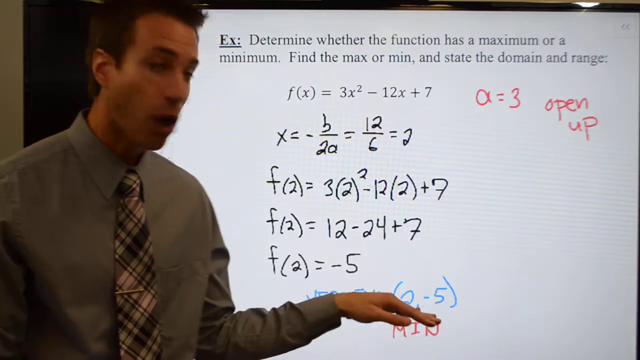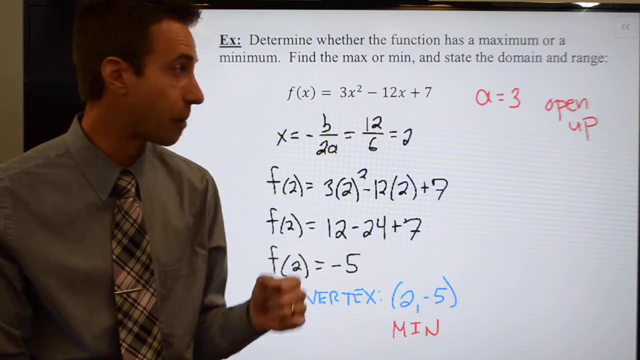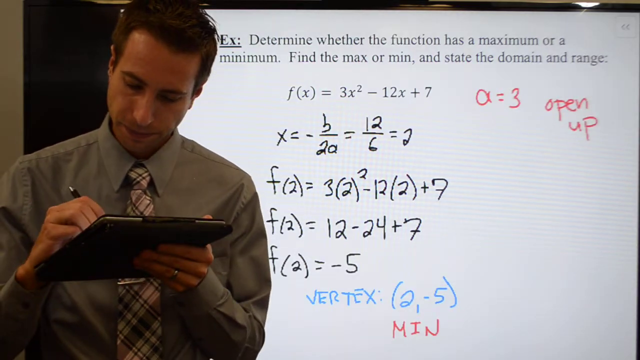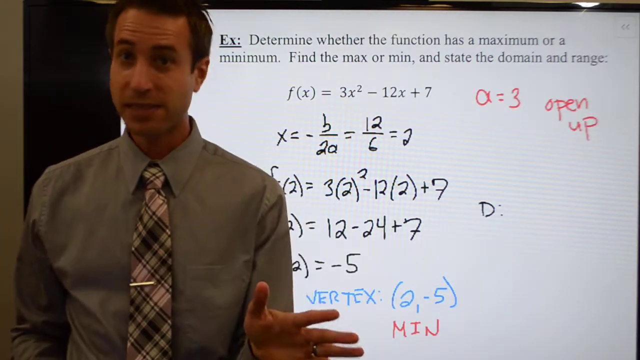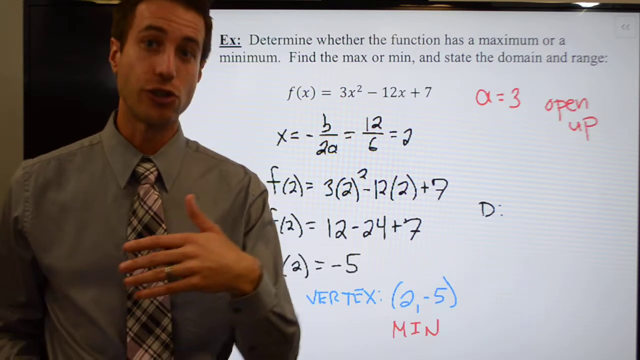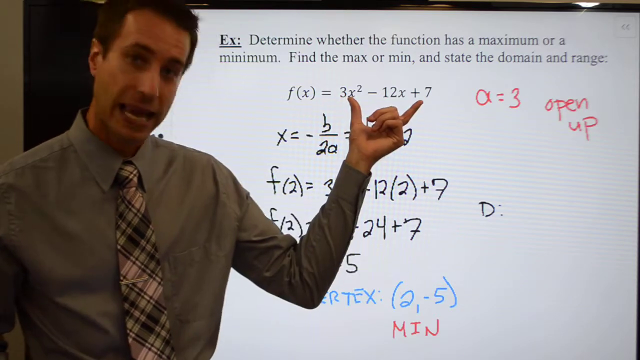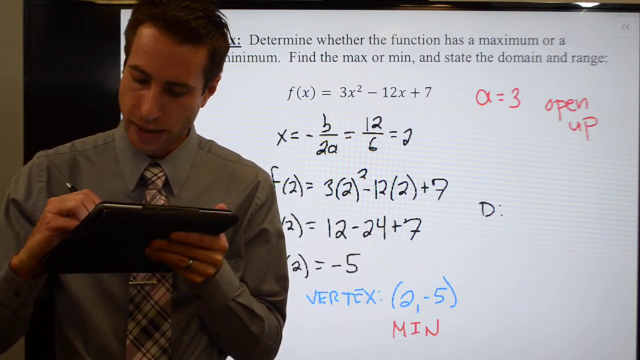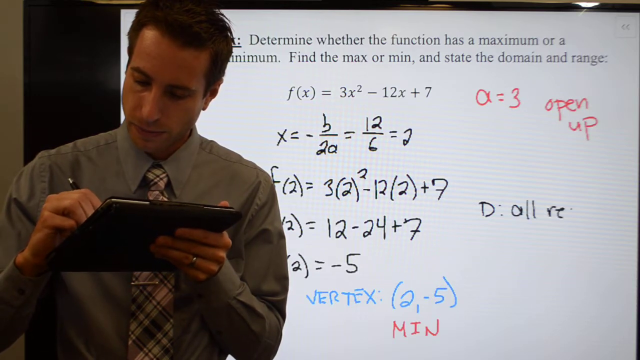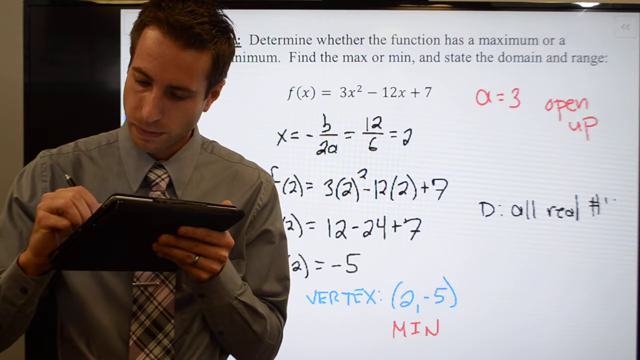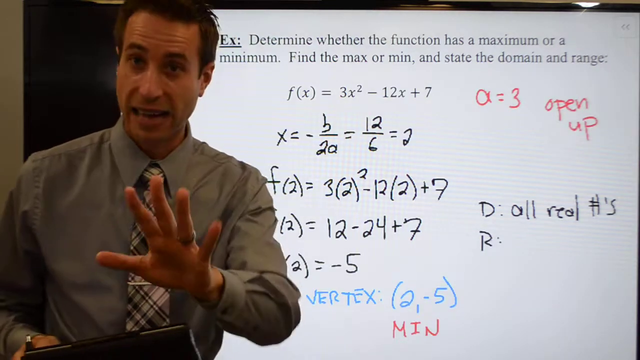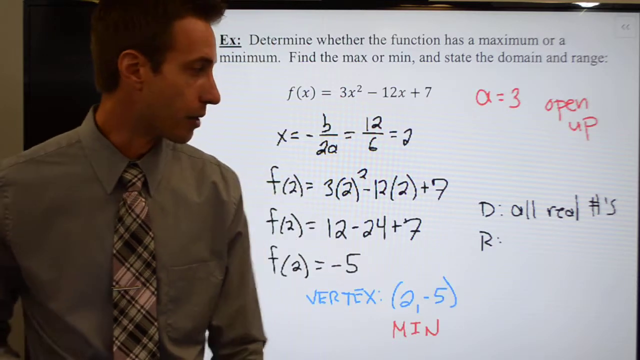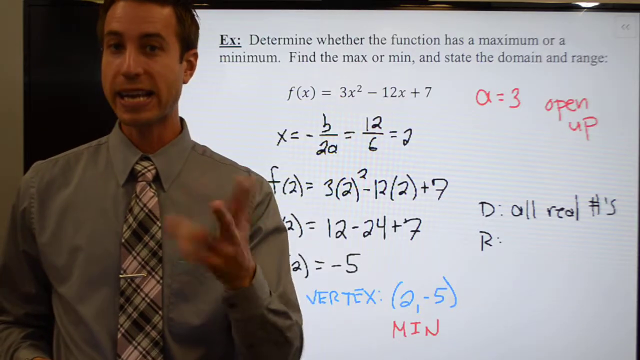Right? I know that once I plot my vertex, my graph will open up from there because of the value of A. Now, the domain and range. Well, again, pick some values of x. I'm telling you, there is no value of x that you can't plug in here. You can plug in any real number, they'll all work. So my domain is all real numbers. In fact, for parabolas, for quadratic functions, the domain will always be all real numbers. The range. 2 ways you can write it. Let's practice both.